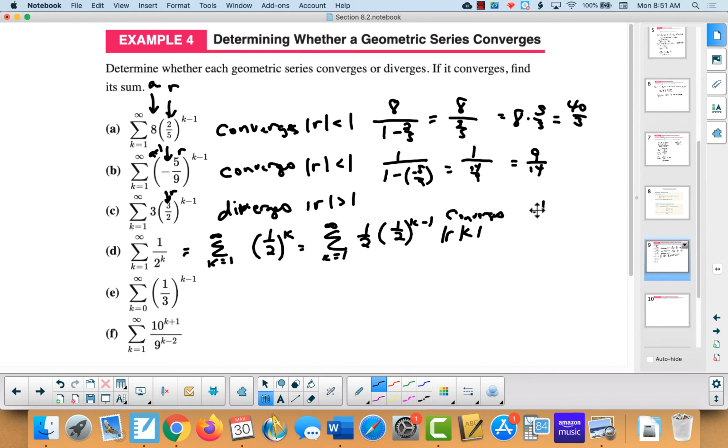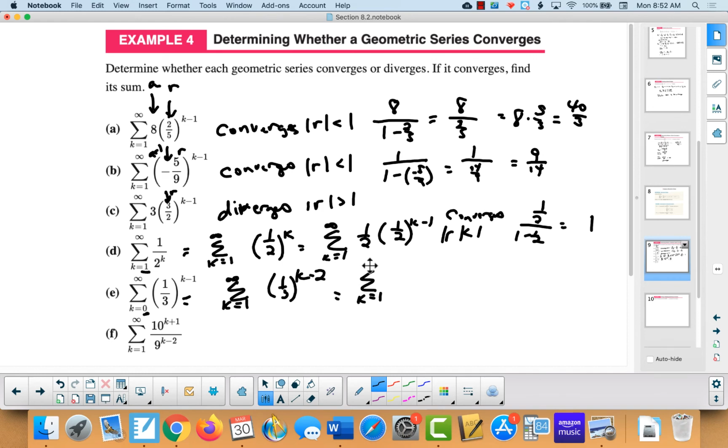And a is 1/2, so we get 1/2 over 1 minus 1/2, which is 1/2 over 1/2, which is 1. This one's also not in the correct form because we have a 0 down here and we need to start with 1. So we need to change this. This is the same as the sum from k equals 1 to infinity of 1/3 to the k minus 2 power. We don't want k minus 2, we want k minus 1.